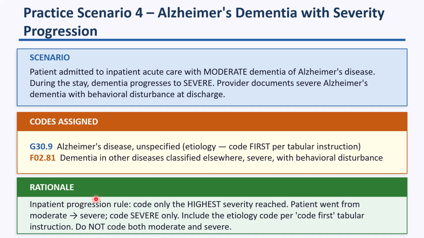Here the inpatient progression rule: code only the highest severity reached. The patient went from moderate to severe, so code severe only. Include the etiology code per the code-first tabular instruction. Do not code both moderate and severe.